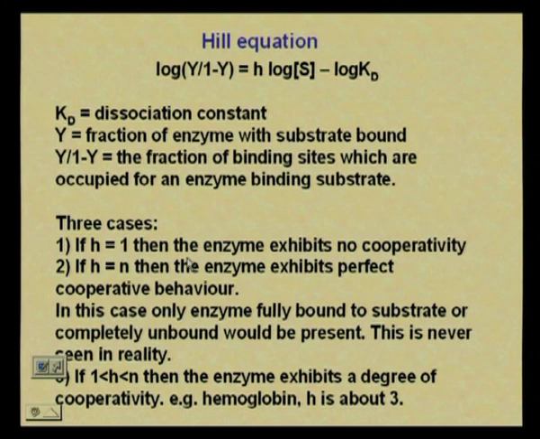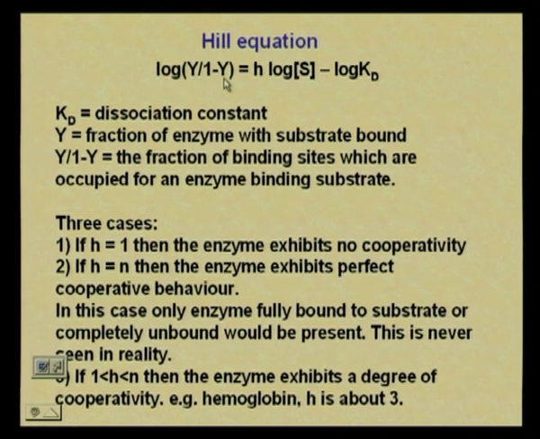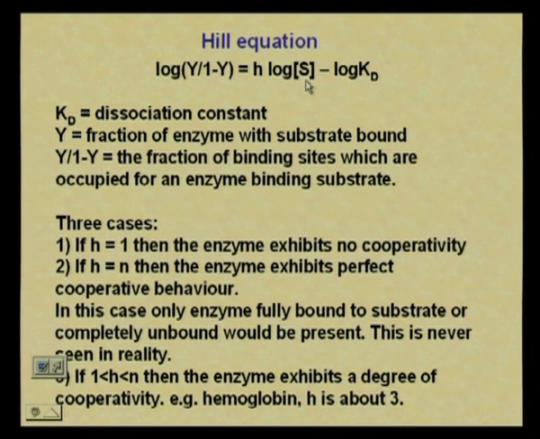Now, this is what is called a Hill equation. If we look at the expression, we have log Y divided by 1 minus Y, where Y is the fraction of the enzyme with substrate bound to it. So log Y over 1 minus Y is equal to H log S, where S is the substrate concentration, which in this case is oxygen, minus log Kd.